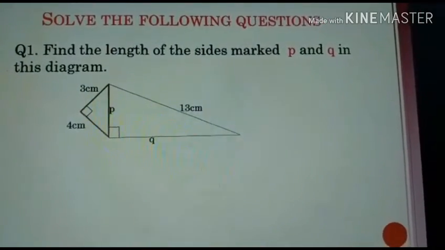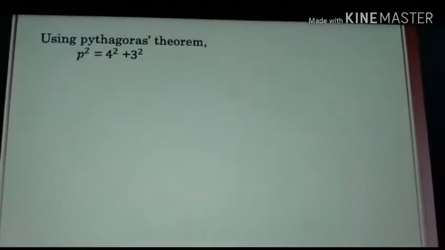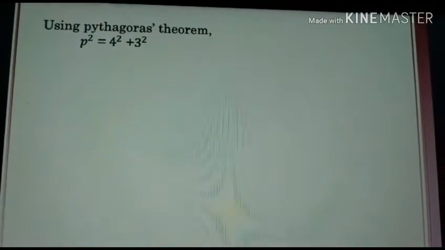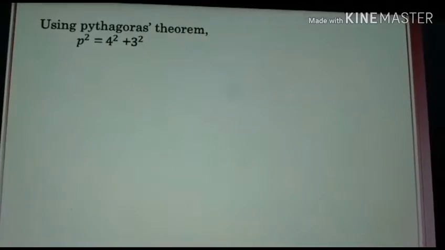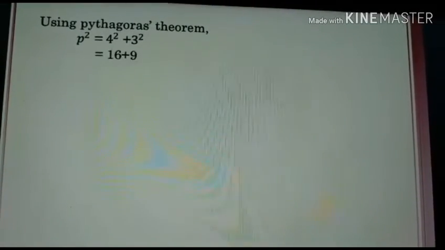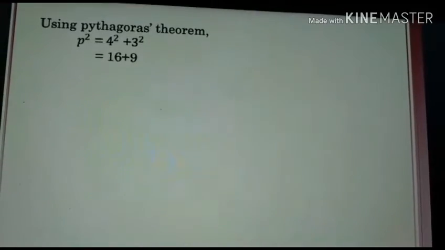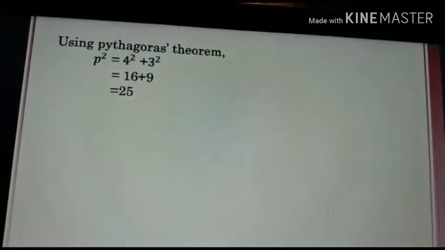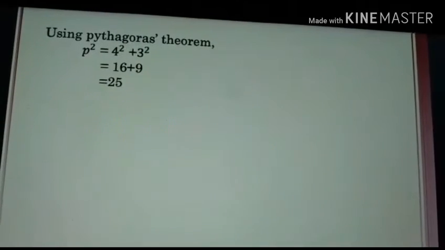P square equals 3 square plus 4 square. We know the value of 4 square. 4 square is 16 and 3 square is 9. So P square we will get 16 plus 9. 16 plus 9 is 25. So we get P square equals 25.